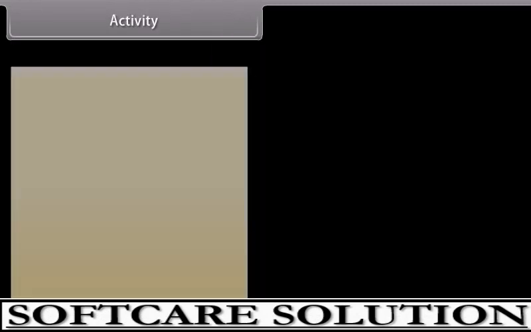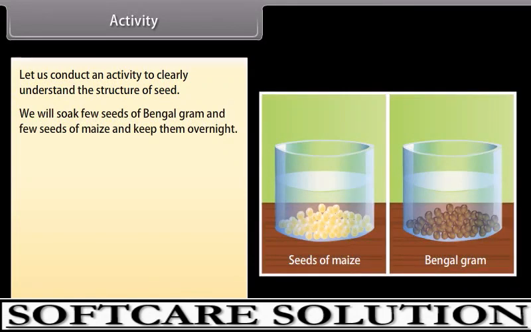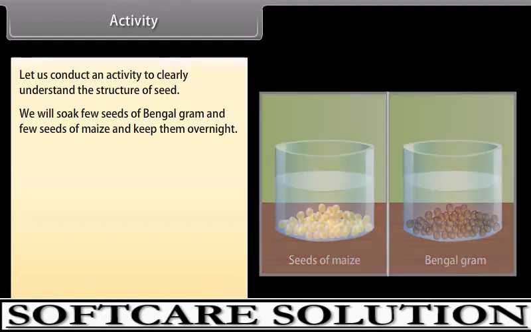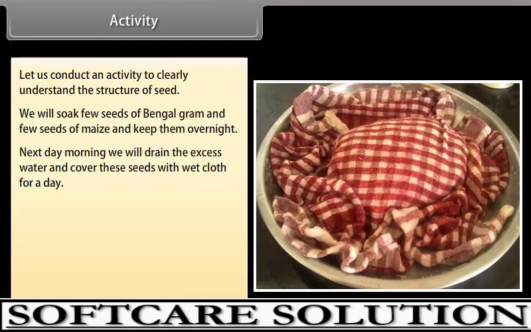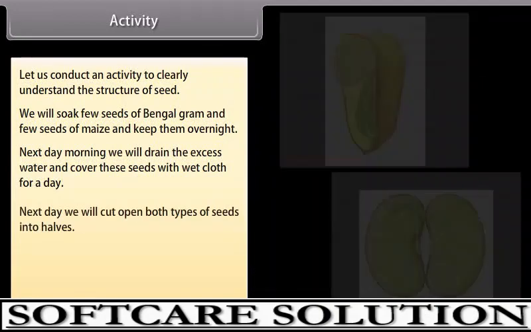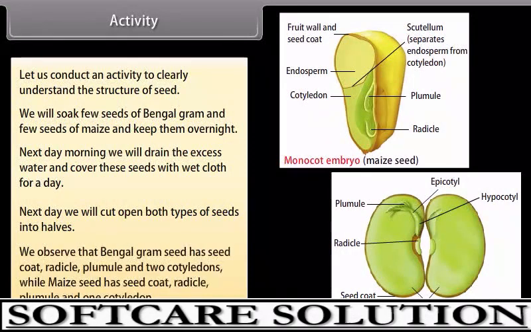Activity. Let us conduct an activity to clearly understand the structure of seed. We will soak few seeds of Bengal gram and few seeds of maize and keep them overnight. Next day morning we will drain the excess water and cover these seeds with wet cloth for a day. Next day we will cut open both types of seeds into halves. We observe that Bengal gram seed has seed coat, radicle, plumule and two cotyledons, while maize seed has seed coat, radicle, plumule and one cotyledon.